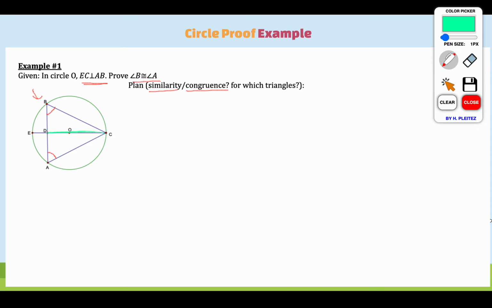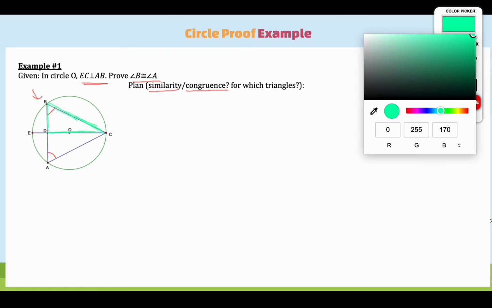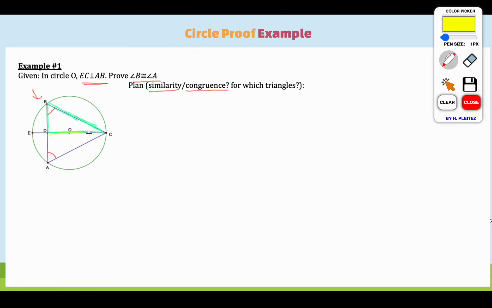So if we take a look at this turquoise triangle, and we take a look at our triangle that I'm highlighting in yellow, if we can prove that they are congruent, we can then use CPCTC to say, hey, angle B is congruent to angle A. So that is going to be our plan. Our plan, we're going to choose congruence, and it's going to be for triangle DBC and for triangle DAC, right?